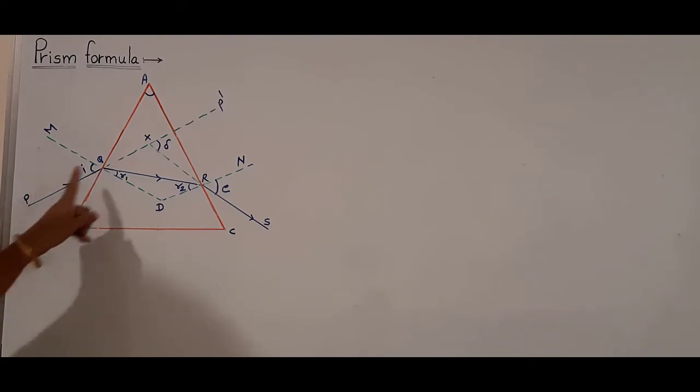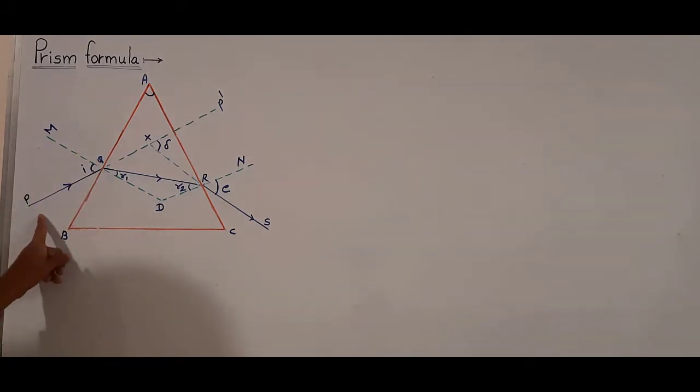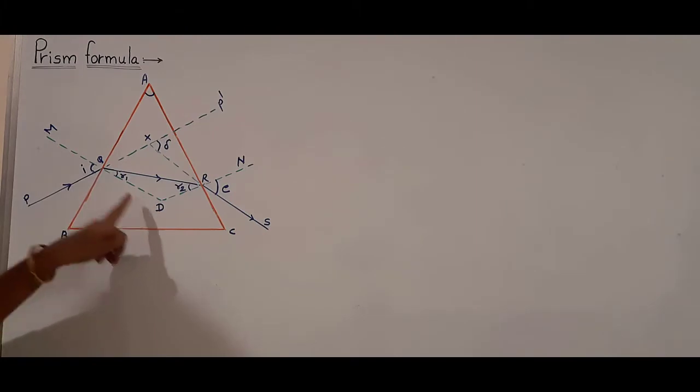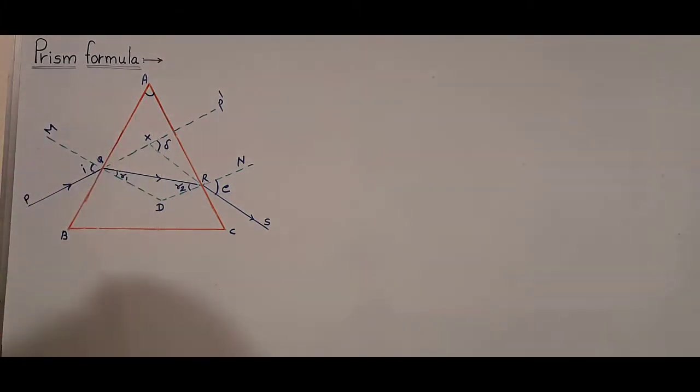Consider PQ is the monochromatic light which is incident on the face AB. When it is incident on the face AB, it moves from rarer medium to denser medium. Therefore, it moves toward the normal. Here, MD is the normal to the face AB. And refraction takes place, where R1 is the angle of refraction and I is the incident angle.